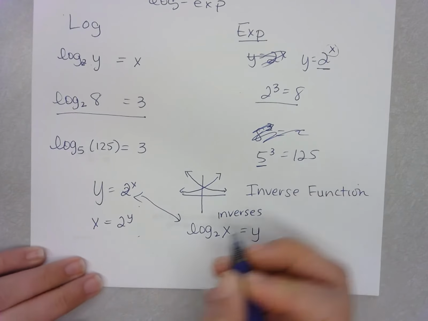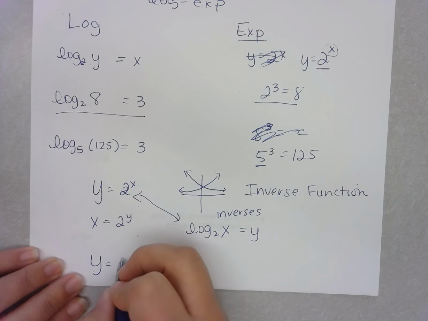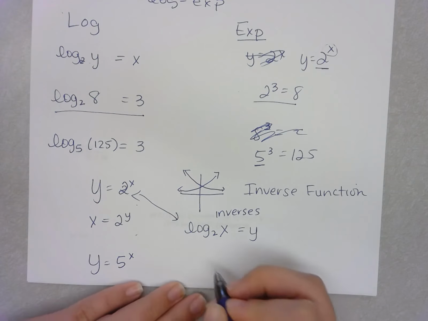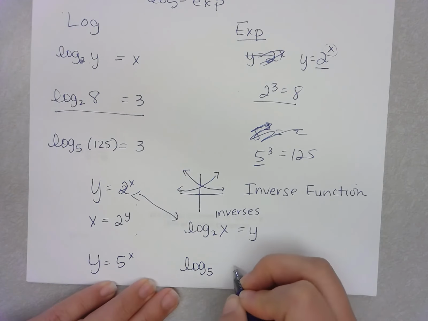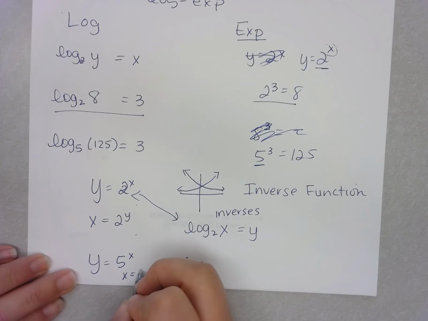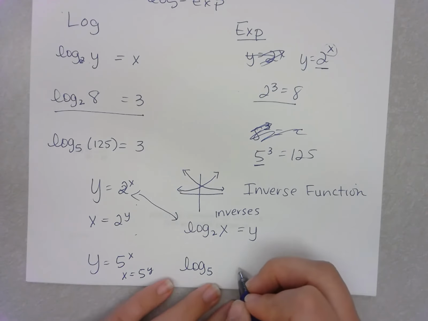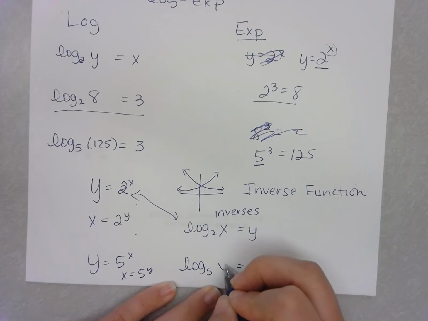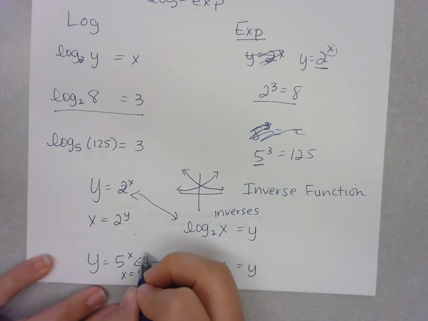Okay? So what if I had y equals, let me see, 5 to the x? Its inverse would be log base 5. It's always equal. Well, let me flip-flop my x and y here so I get x equals 5 to the y. So then I have base 5, it's equal to my exponent, and here's my x. So these two things are also inverses.